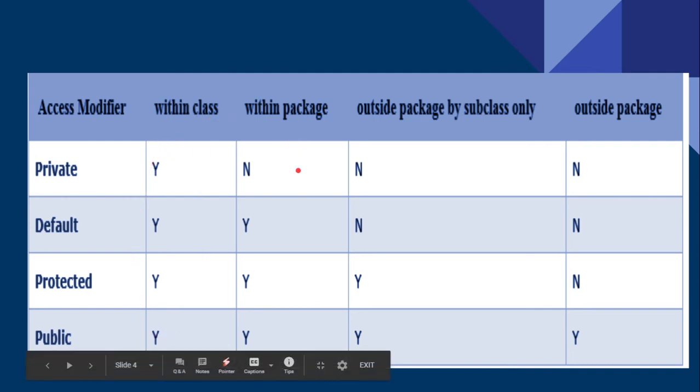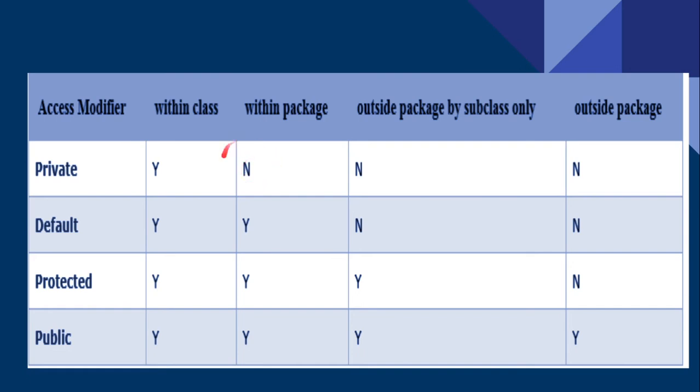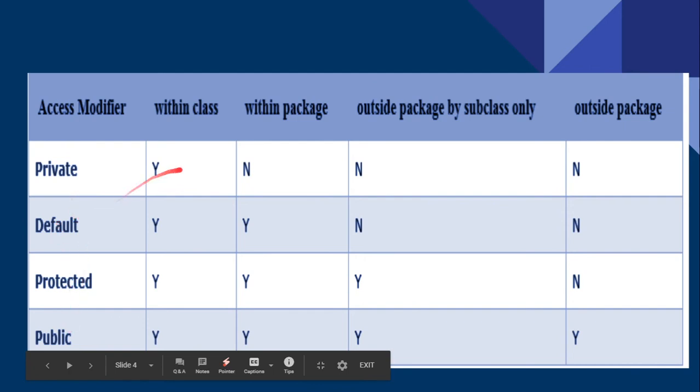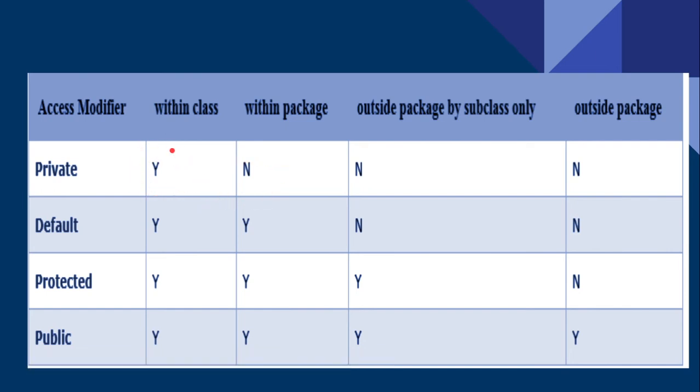Next one is within the package. Here, no, here is for the private. If the data is declared private, it cannot be accessed within the package. If it is default, it can be accessed, and if it is protected or public, for these three cases, the data can be accessed within the package. Only in the case of private, only within the class we can access. We cannot access within the package, or outside the package by subclass, or outside the package.